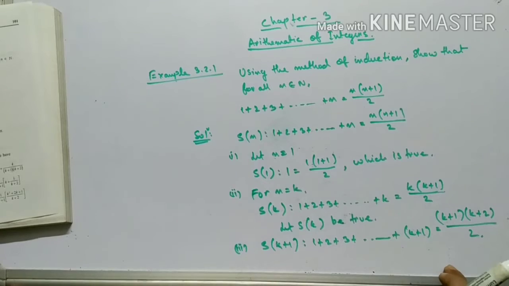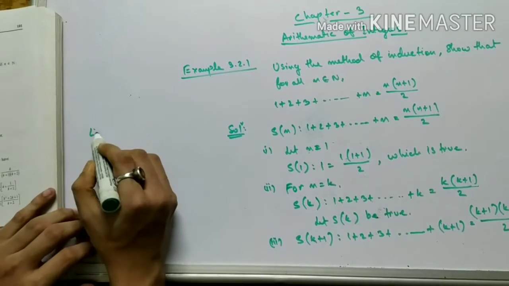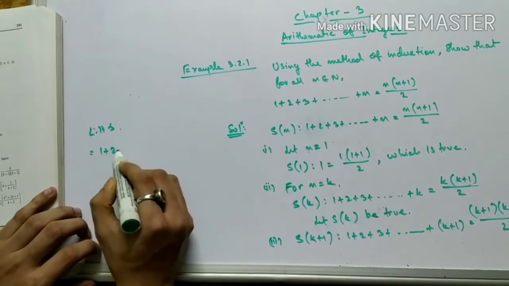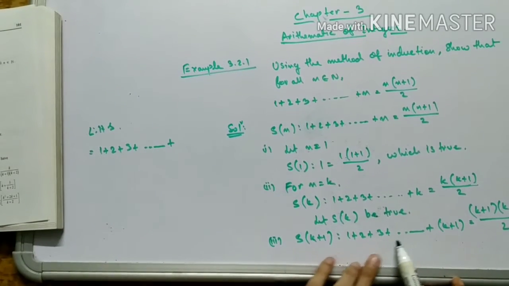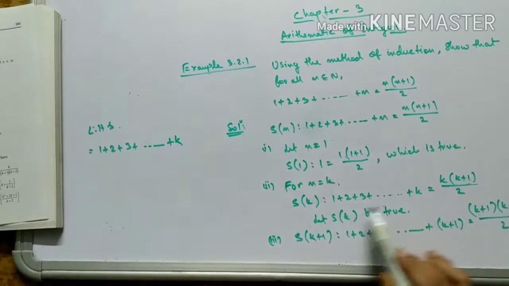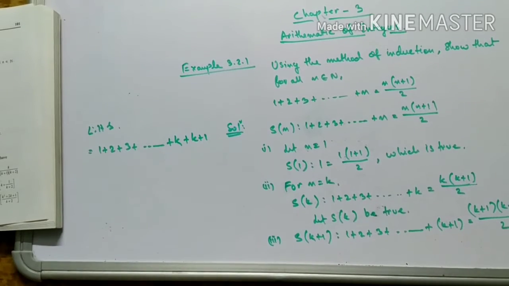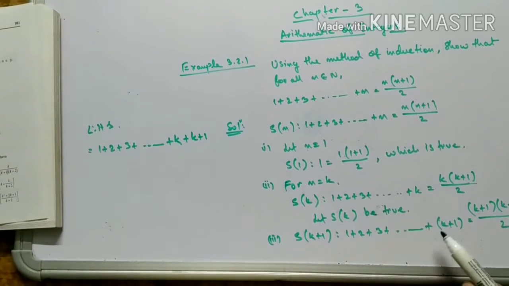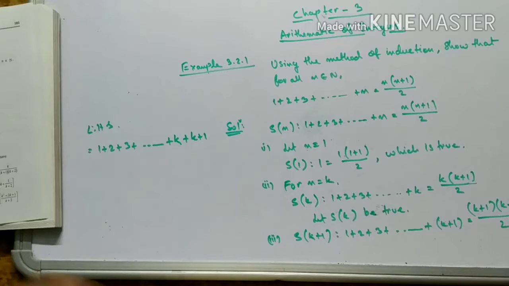So therefore, I will take LHS. This portion I will take. So this is your LHS: 1 plus 2 plus 3 plus dot dot dot plus k. First of all I will write k up till here, and then plus k plus 1 I will write. Understand? LHS. This is the term before k plus 1, the term before this term. It will come k, then k plus 1.